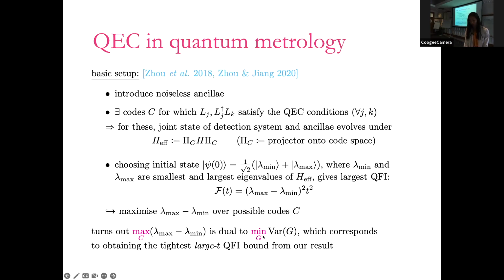But I think you need to phrase this problem differently and also maybe construct the code not necessarily starting from thinking about G-perp, but thinking about what G you want in order to get the tightest upper bound on the QFI, and then consider the problem that's dual to that.